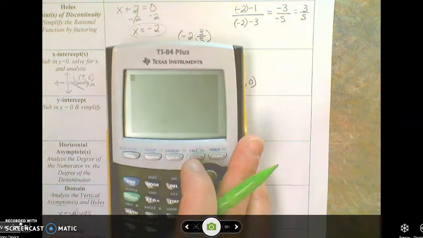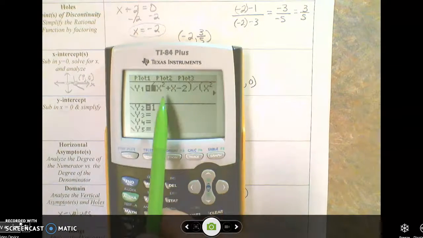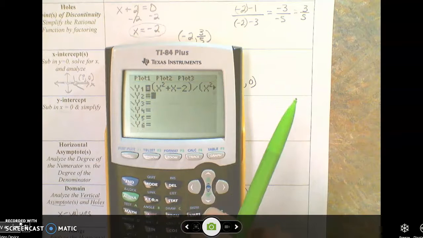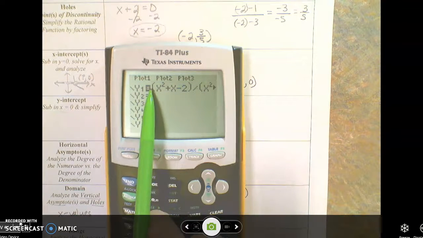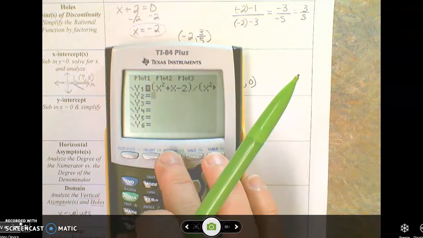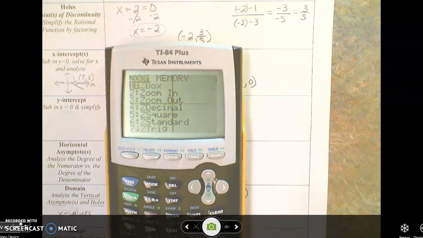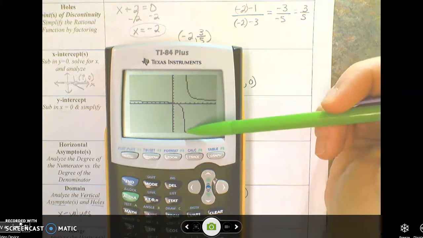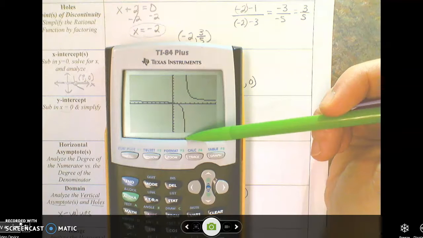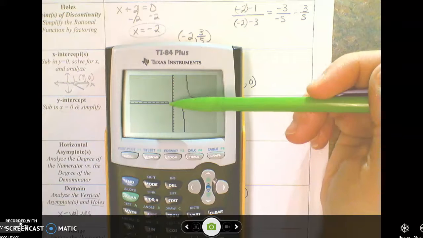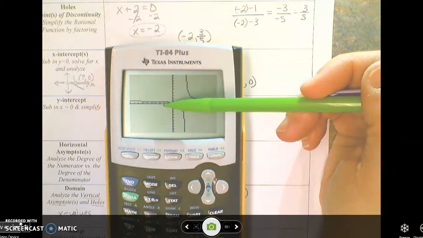So in your y equals, you should type in your function in unsimplified form. And then your numerator needs to be in parentheses, and then your denominator needs to be in parentheses. And then you can hit zoom standard, and it will show you our rational function. Now right here is our vertical asymptote at x equals 3, and the hole happens somewhere over here, but we can't see it because it's just a tiny little dot.